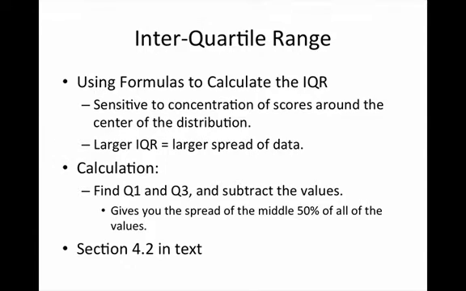a distribution. The interquartile range is something that is very, very useful, and this is discussed in detail in section 4.2 of your text, and there are some illustrations available to you in Revel to help you work with data sets to arrive at the interquartile ranges. We want to use formulas to calculate the interquartile range, and the interquartile range is sensitive to concentrations of scores around the center of the distribution, which is why it's so useful.